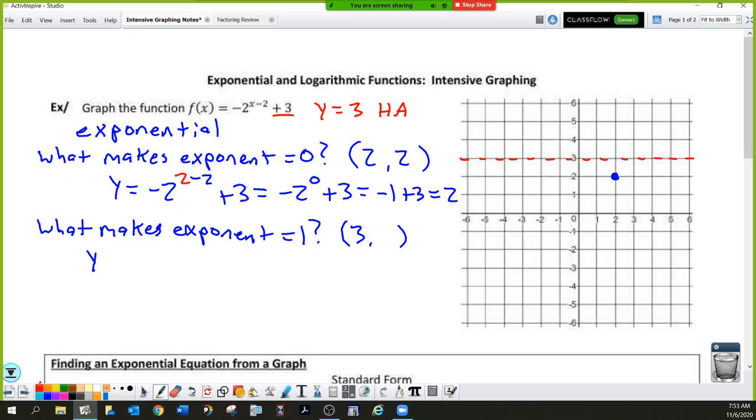We do it the same way. y equals -2 raised to the 3 minus 2 plus 3. Okay. That gives me -2 to the first, which is -2, plus 3, which is +1. So 3, 1 puts us here. And that's enough for you to figure out what this thing looks like.